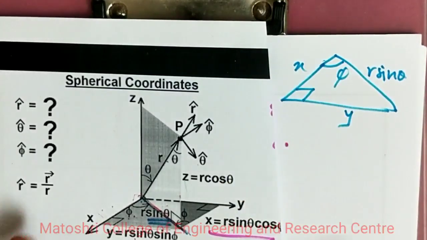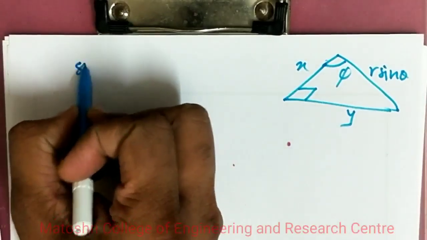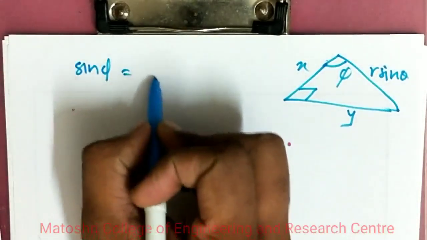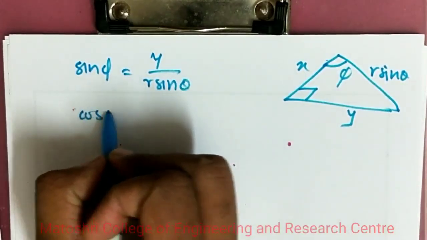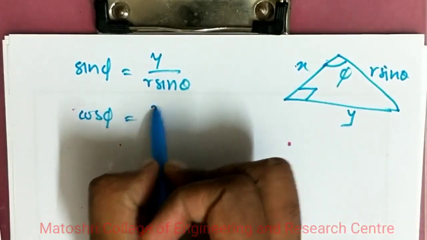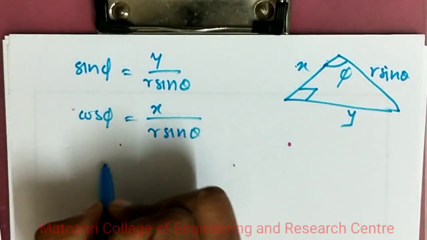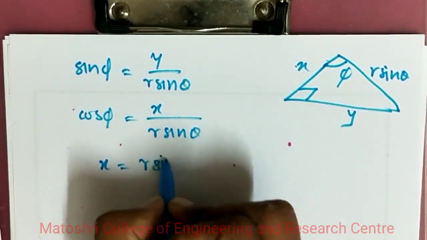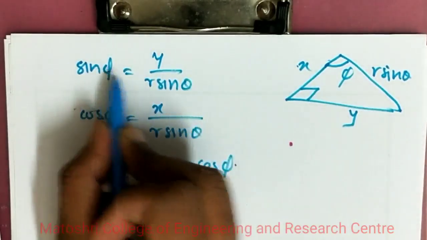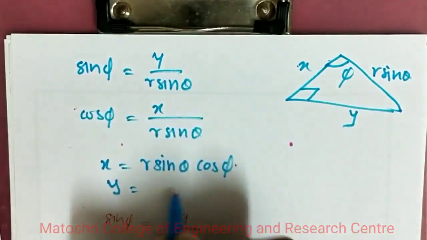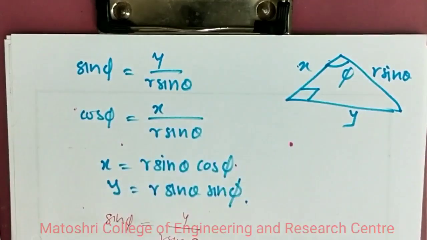For this right angle triangle, sin phi is front side by hypotenuse, that is y by r sin theta. Cos phi is side length divided by hypotenuse, x by r sin theta. And by using this, x is r sin theta cos phi. Then what is your y? y is r sin theta sin phi.